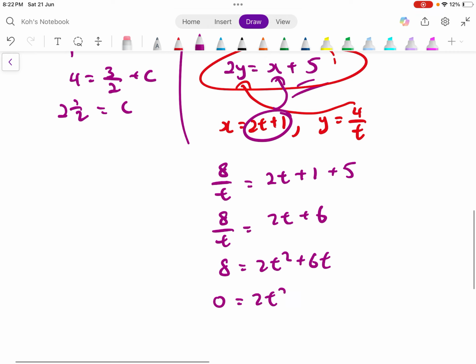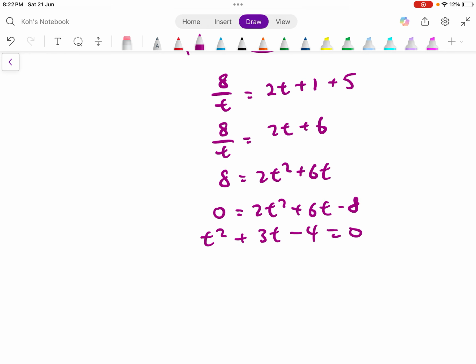So it's 2t squared plus 6t minus 8, divided by 2 throughout. So t squared plus 3t minus 4 is equal to 0. Apparently you can see there are 2 values of t. So (t plus 4)(t minus 1) is equal to 0. So you can see that t is equal to 1 or negative 4.